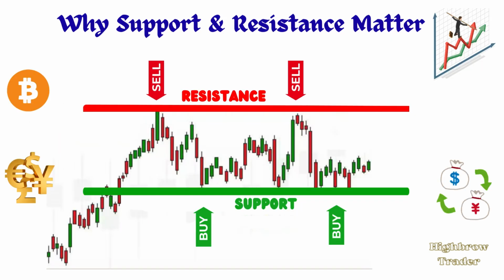Support and resistance are critical to identifying key market turning points. They help traders know where to enter, where to exit, and where to avoid trades. These levels exist in all timeframes and in every market, stocks, forex, or crypto. Mastering them gives you a huge edge in technical analysis. The chart on the screen highlights how price reacts to these key levels.